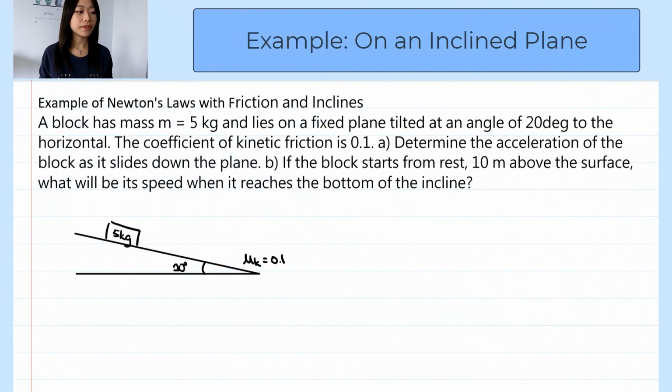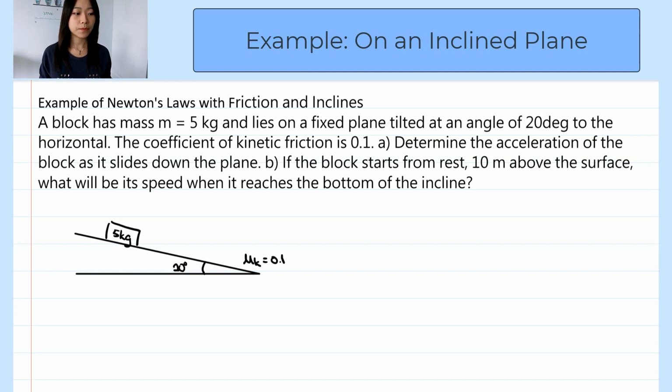In this example, a block has a mass of 5 kilograms and lies on a fixed inclined plane with an angle of 20 degrees to the horizontal. The coefficient of kinetic friction is 0.1. In part A, we want to find the acceleration of the block as it slides down the plane. And in part B, we want to find its final speed if the block starts from rest and 10 meters above the surface.